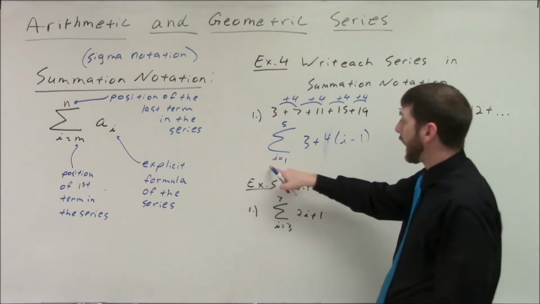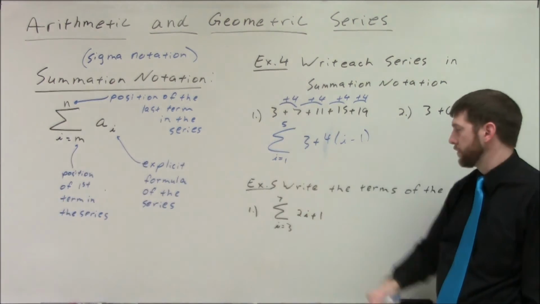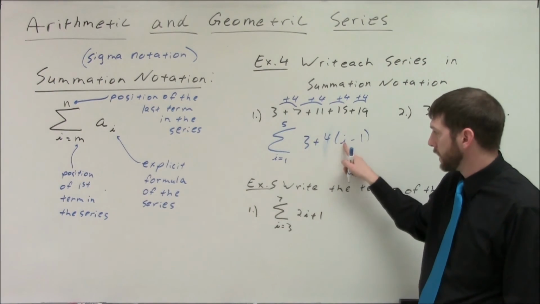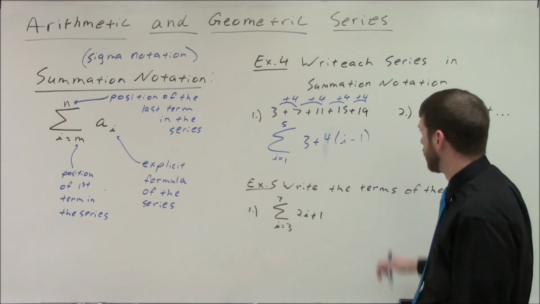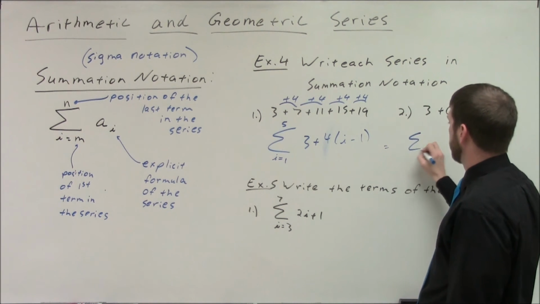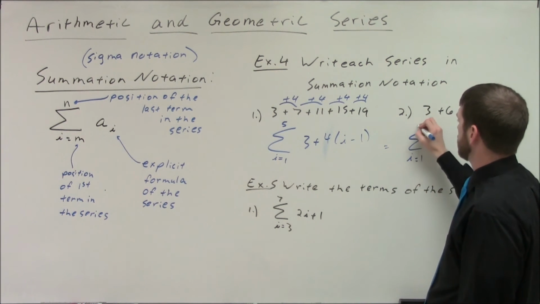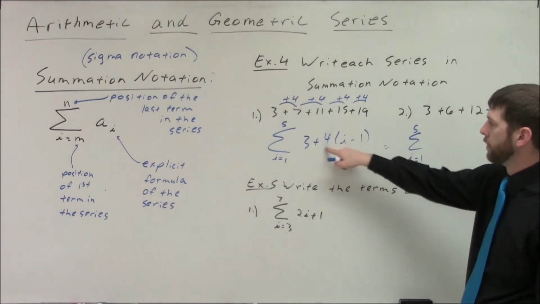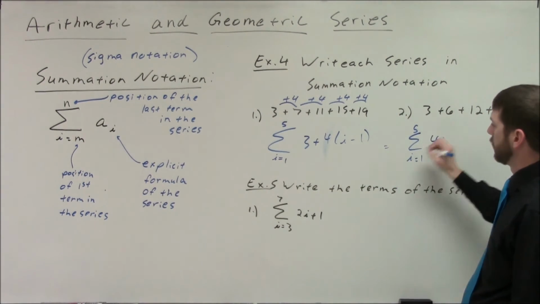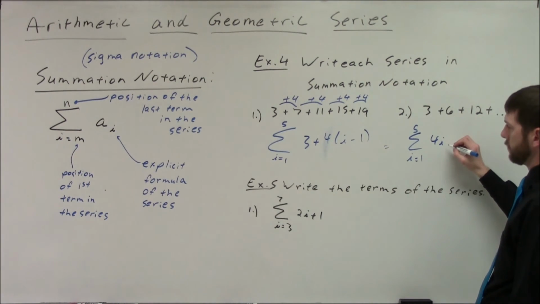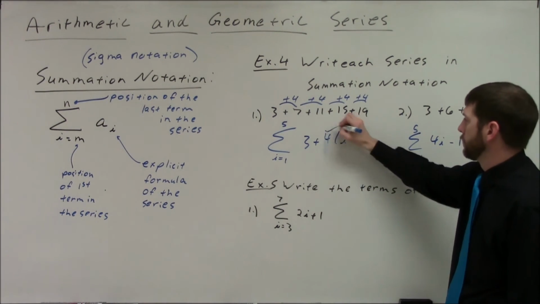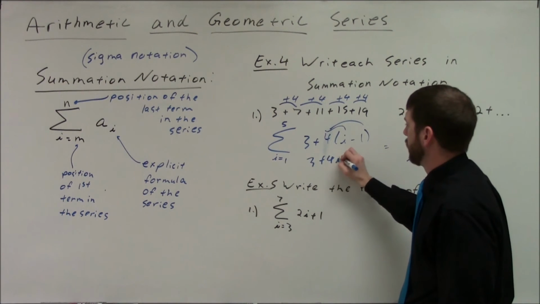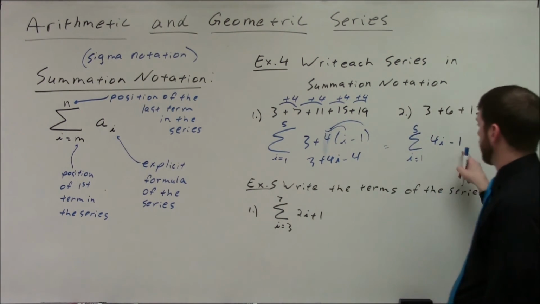Well, in this case, we're using i minus 1 because that's the variable that we've chosen. If you want to make that an n, because that's what we've been working with, then you can make that an n. It doesn't make any difference. So if I clean that up, the sum from term 1 to term 5 of, if I distribute, 3 plus 4i minus 4, so 4i minus 1.